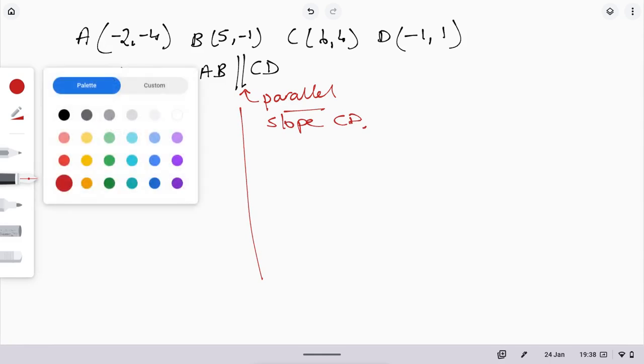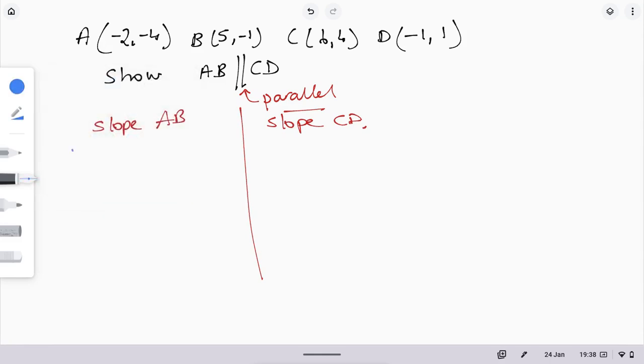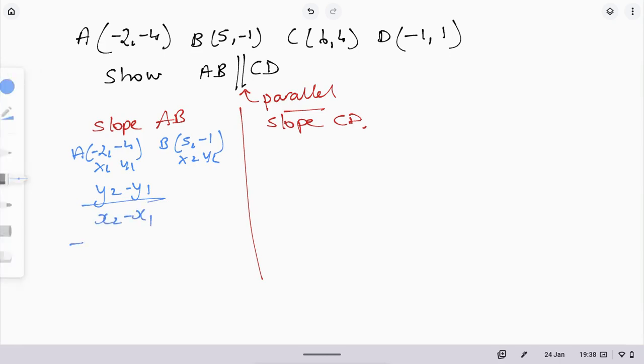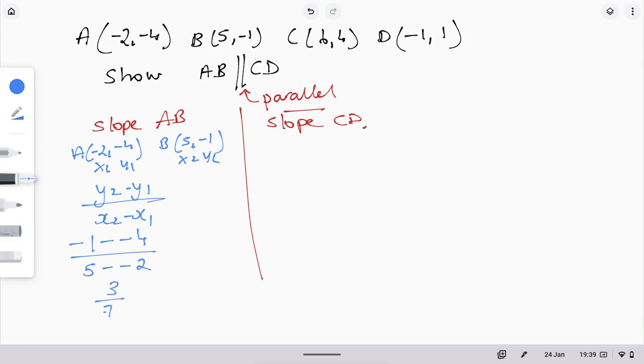So write down your 2 points. A is the point minus 2, minus 4. B is the point 5, minus 1. Label them x1, y1, x2, y2. Throw it into your slope formula. What's in them values? y2 is minus 1, minus y1, which is minus 4, over x2, 5, minus x1, which is minus 2. When you work that out in your calculator, you get 3/7.